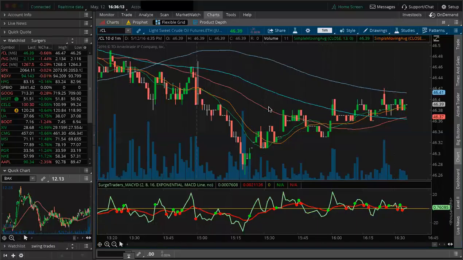Yes, positive is green and the negative is no. Sorry, the fast is green and the slow is red. Positive is when the fast moving average is above the slow moving average, and negative is when the fast moving average is below the slow moving average.